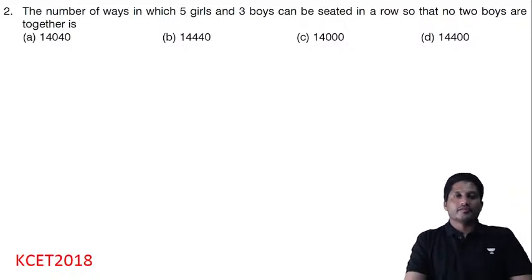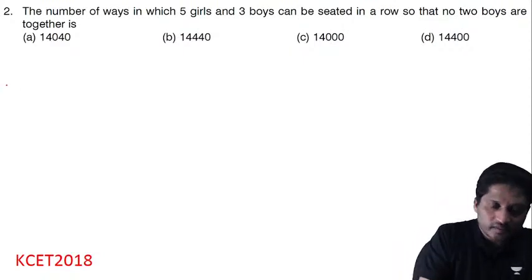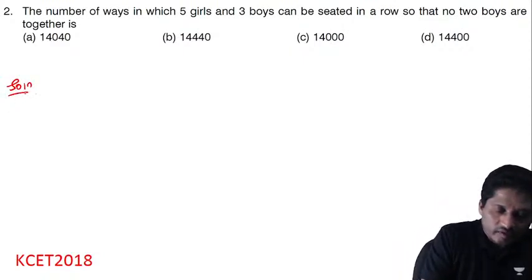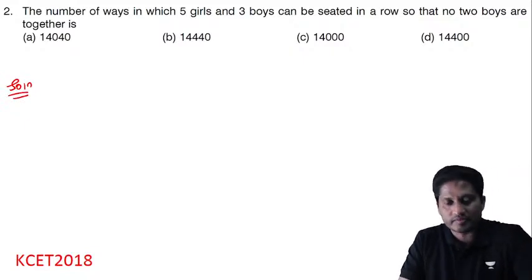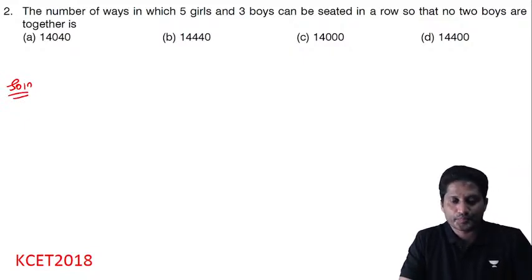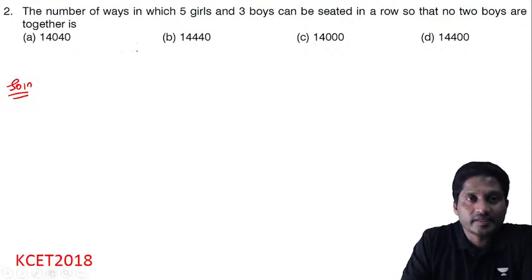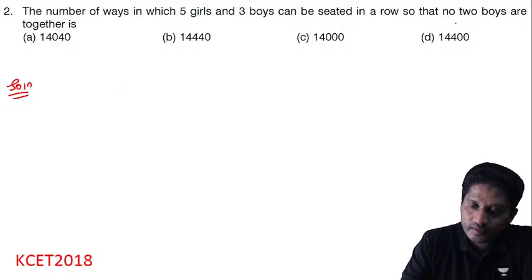The number of ways in which 5 girls and 3 boys can be seated in a row so that no 2 boys are together. So this should be done using the gap method. This is a miscellaneous worked out example of NCERT. In how many ways can 5 girls and 3 boys be seated so that no 2 boys are consecutive. So the restriction is for boys.